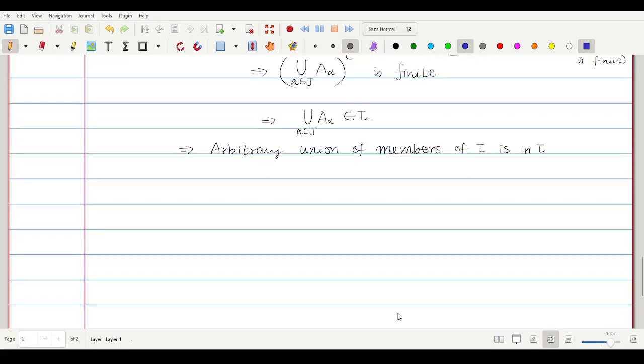Okay, now let us prove the fourth statement. We need to show that the finite intersection of members of tau is in tau.